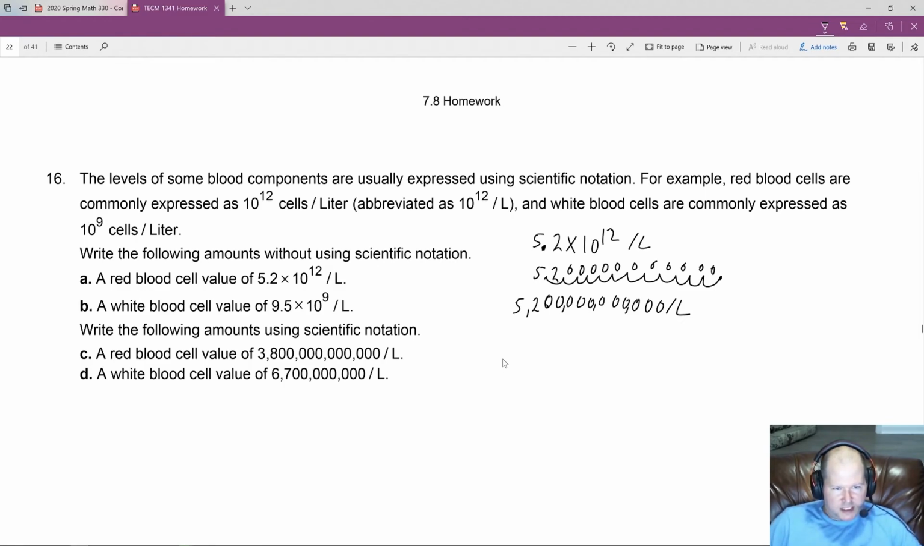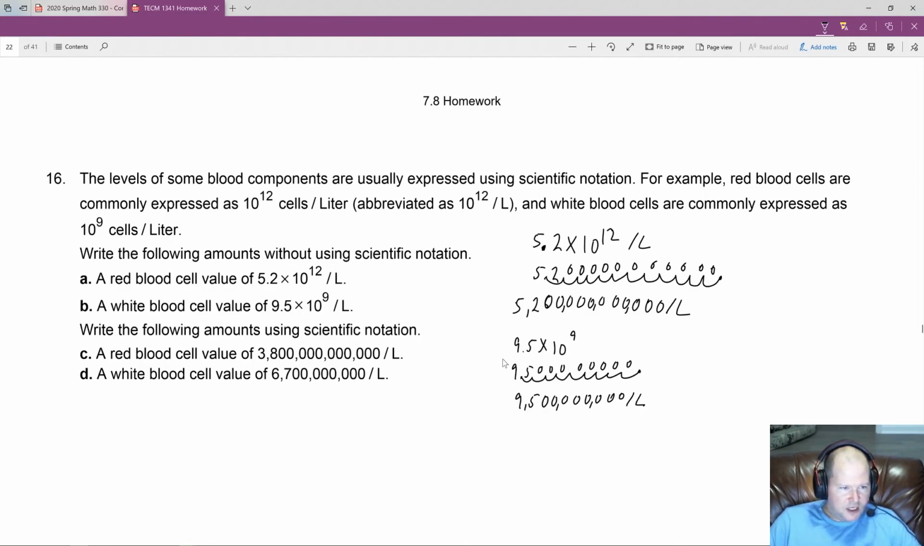Next, we're moving on to white blood cells per liter. So we start with 9.5 times 10 to the 9th power. So we have 9.5. We move it over 1, 2, 3, 4, 5, 6, 7, 8, 9 places. And we fill them in with zeros. So we put 8 zeros there. And that gives me 9, 5, and 8 zeros. There we go. So thousands, millions, 9,500,000,000 per liter.